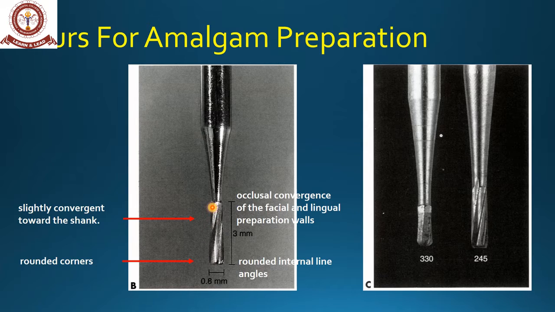If you see this burr, it is slightly convergent towards the shank, which gives the occlusal convergence of the facial and lingual preparation walls. And if you see the cutting edge, it is rounded, so it gives the internal angles rounded, so these give the resistance and retention form. So then what is 330 burr? 330 is a pear shaped burr, a smaller version of 245, and it is used when there is a smaller cavity or conservative cavity preparation or tooth preparation.